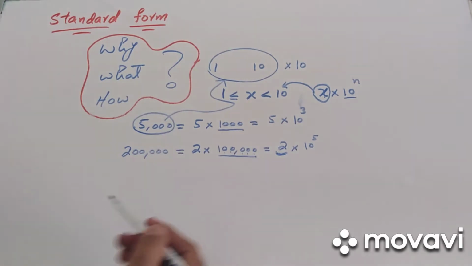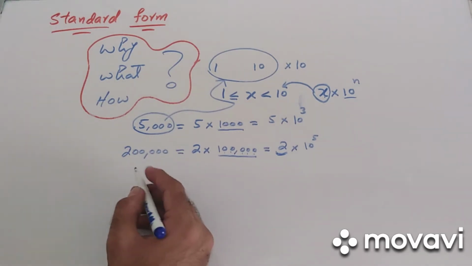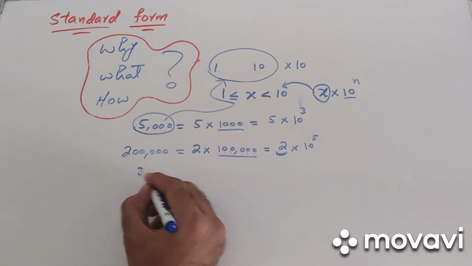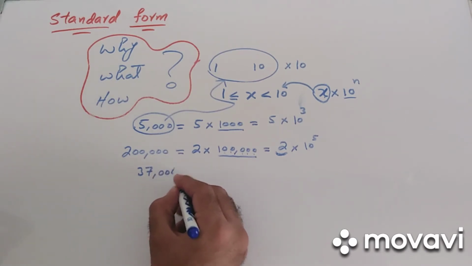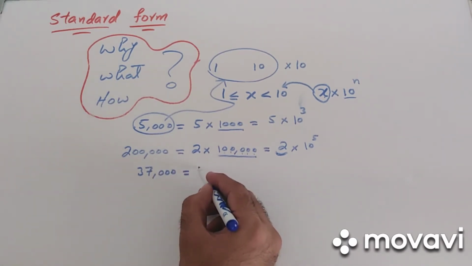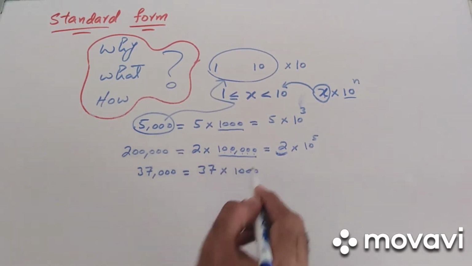One more, and this time let me change it. Let's make it, for example, 37,000. This number means 37 times 1,000.